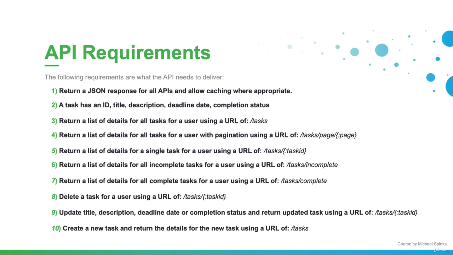Finally, we need to allow a new task to be created. Once a task has been created, it should return the newly created task in the response. The route for this will be /tasks. Okay, that's the end of these API requirements. Next we'll move on to the authentication requirements.